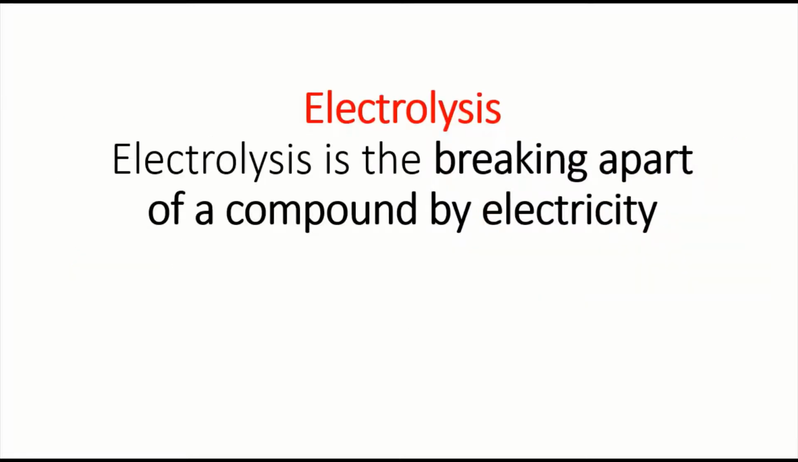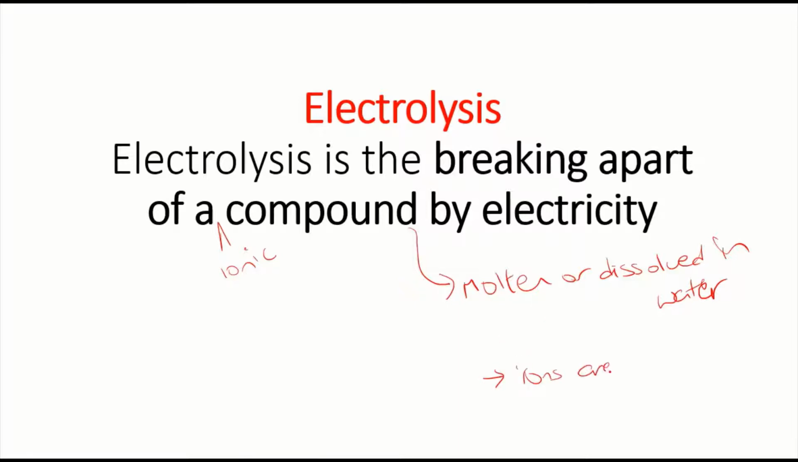So electrolysis, this is our definition of electrolysis. It's the breaking apart of a compound by electricity. But what we learned yesterday then, that it was the breaking apart of an ionic compound by electricity, and the ionic compound had to either be molten or dissolved in water for this to work. Now, hopefully you can remember why it had to be either molten or dissolved in water. So remember, an ionic compound, when it's a solid, will not conduct electricity, but when it's molten or dissolved in water, it will conduct electricity because the ions are free to move.